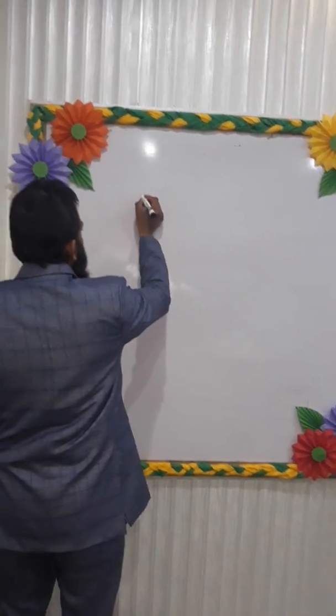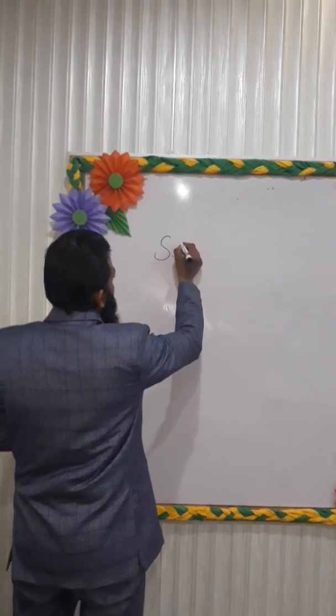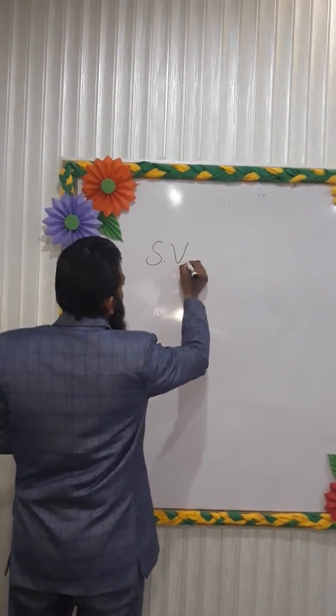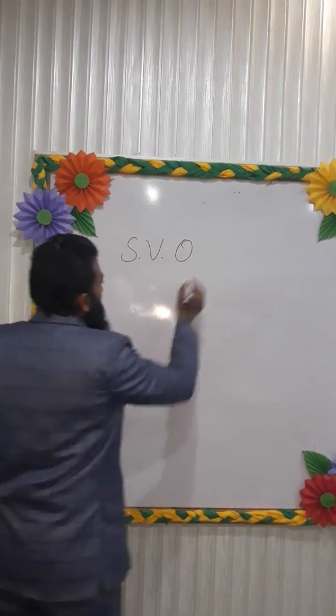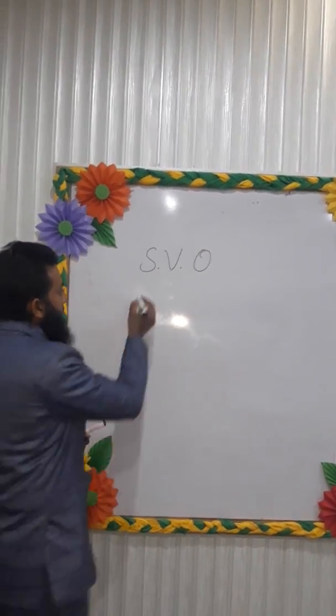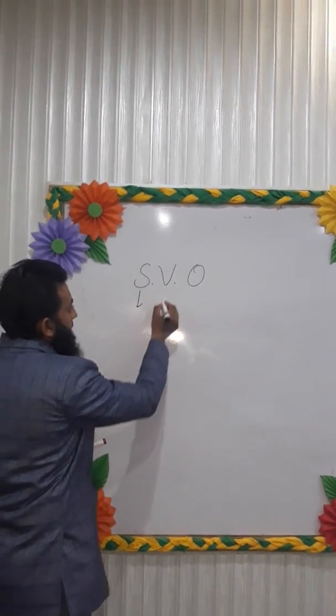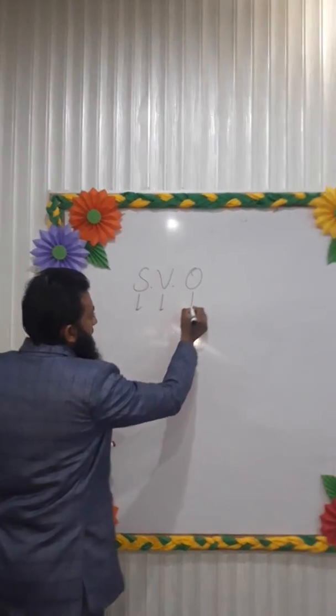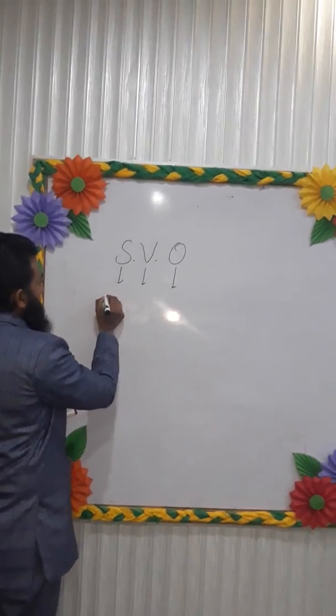It is Muhammad Naman, your teacher, and today I'll teach you the basic concepts of structure SVO and SOV. What is the difference between SVO and SOV? SVO basically is the structure of English sentences. For example, S means subject, V means verb, and O means object.